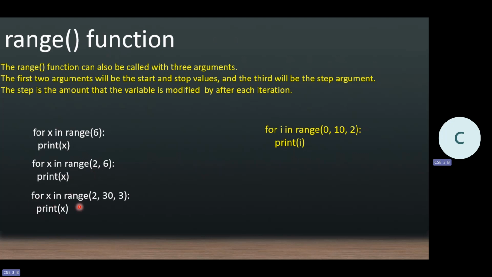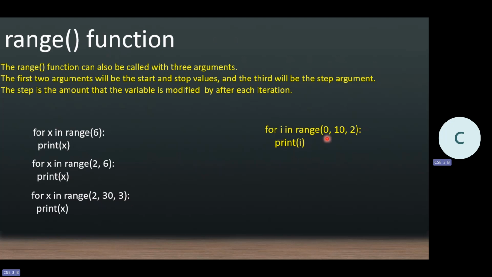In this case, for x in range 2, 30, 3, the values start from 2 and go up to 30, and there is a step size. Step size means after every 3 values we are printing the result. The first value is 2, then 2 plus 3, that is 5, then 5 plus 3, 8, 8 plus 3, 11, and like that it is going to print up to 30. Here we have passed 3 different arguments: start, stop, and the step argument.